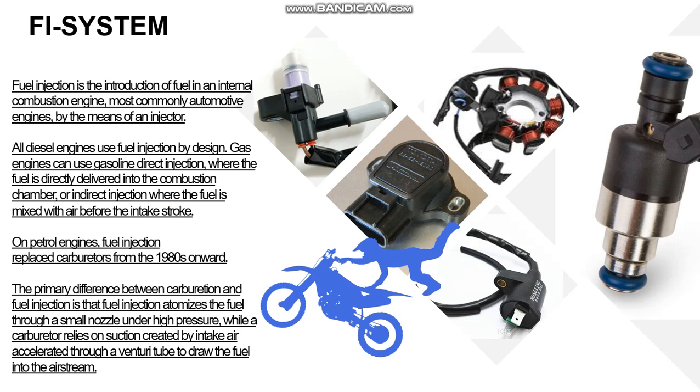The primary difference between carburation and fuel injection is that fuel injection atomizes the fuel through a small nozzle under high pressure, while a carburetor relies on suction created by intake air accelerated through a venturi tube to draw the fuel into the air stream.